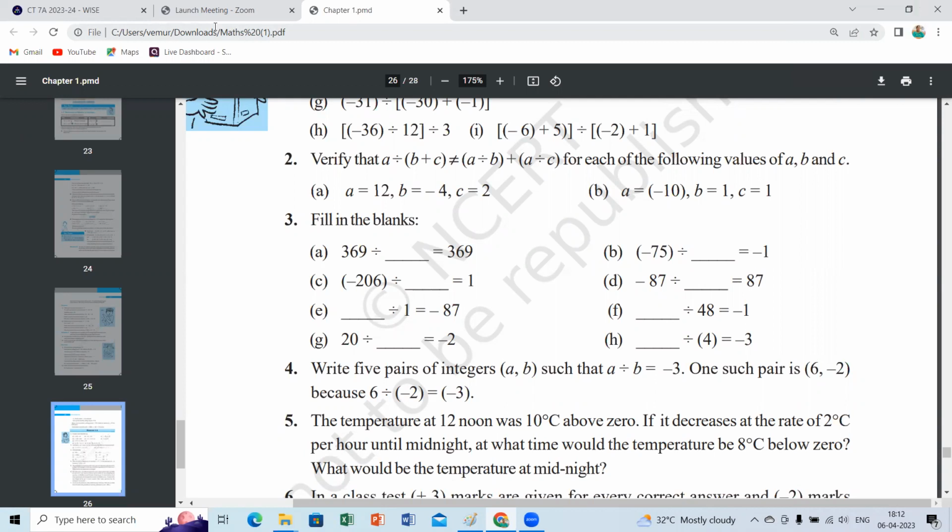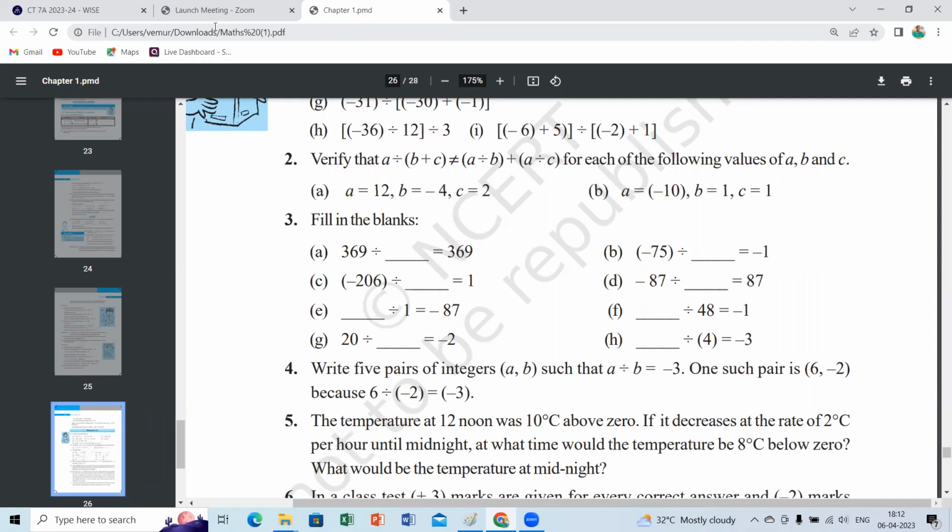Very good. Now go to Anubhav. Ma'am, negative 87 divided by dash equal to 87. Ma'am, negative 87 divided by minus 1 equal to 87. Very good. Negative by negative only gives a positive result. So 87 as it is you have, so you have to divide with minus 1.